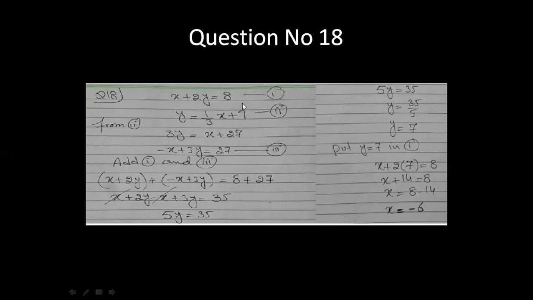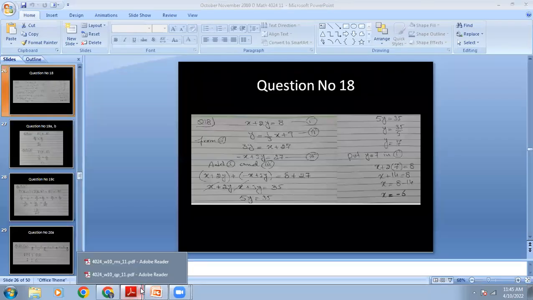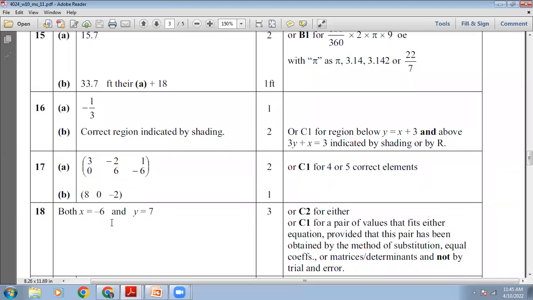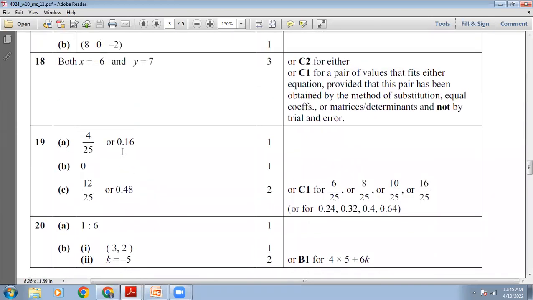Put the y equals to 7 in the first equation. X plus 2 into 7 equals to 18. So you will have x plus 14 equals to 18. X is equal to 18 minus 14. And x will be minus 6. So the value of the x is minus 6 and the value of the y is 7. So let's check if the answer minus 6 and 7 is the right answer.